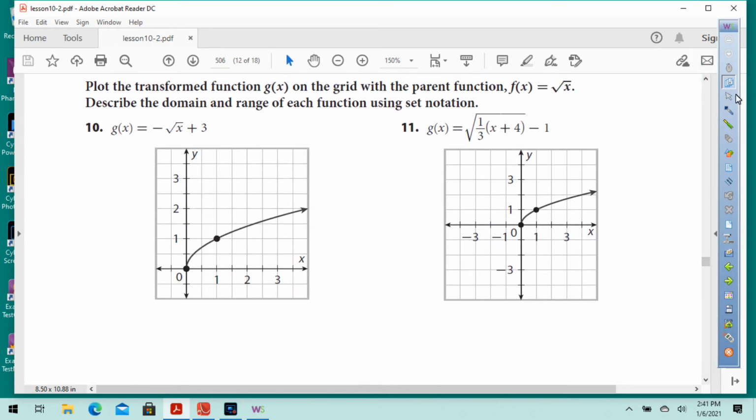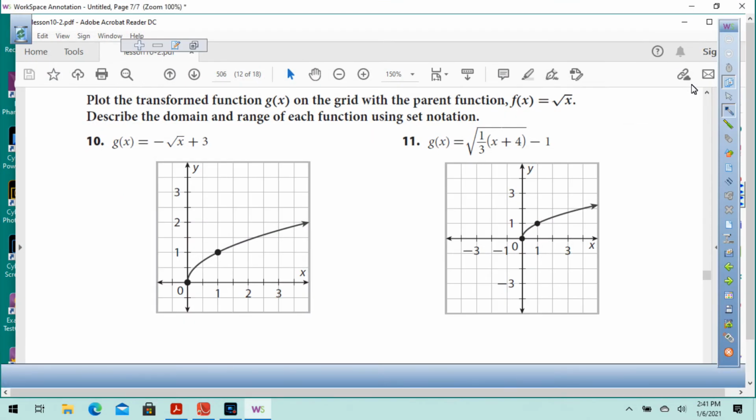It says plot the transformed function g of x on the grid with the parent function f of x equals the square root of x. Describe the domain and range of each function using set notation. So we've got negative square root of x plus 3. Well, what do we know? k is 3, so that's going to move it up 3: 1, 2, 3. That's going to be right there. And we also know that it's going to slope down because a is negative 1.